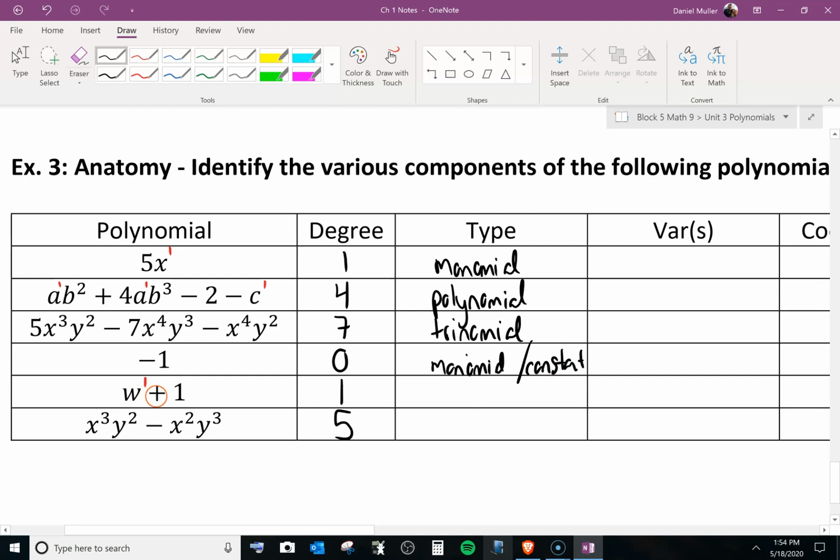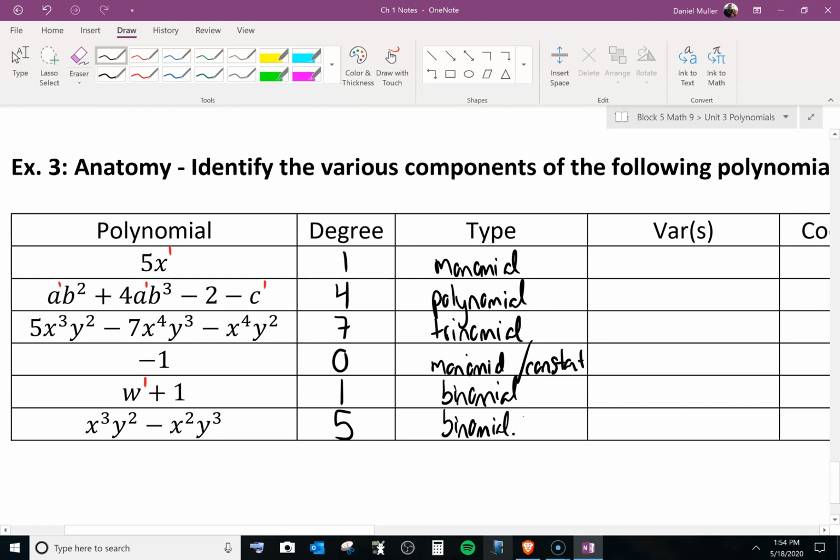This has a plus sign that's in between 2 things. So we say that is, if there's 2 things, it's binomial. There's 2 terms. As well as there's a minus sign in between 2 terms. So we say that's also binomial because there's 2 terms.